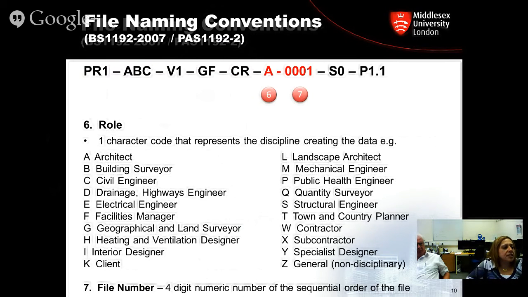Okay, number 6 is the role. Who created that model? Is it the architect, civil engineer, client, interior designer, the landscape architect? Who is it? Who created it? If you cannot find who you are in this list, this is not an exhaustive list. You can always add to these as long as you share what they mean with the rest of the teams.